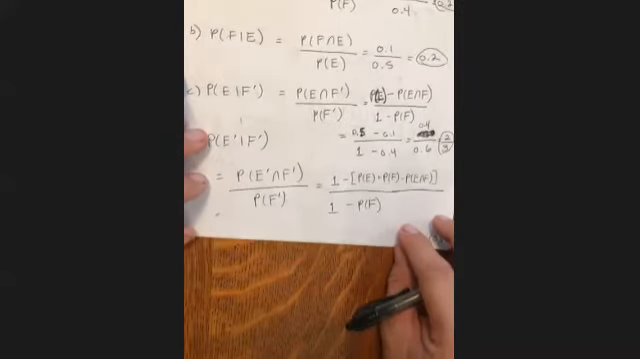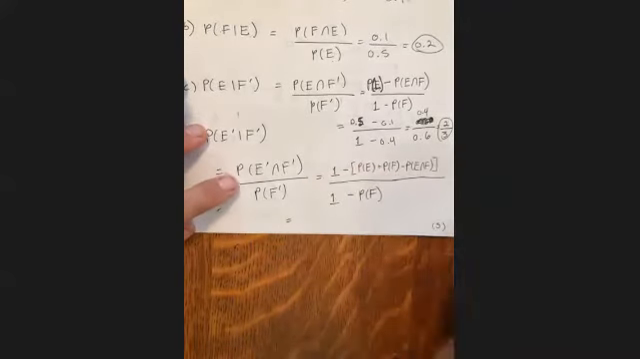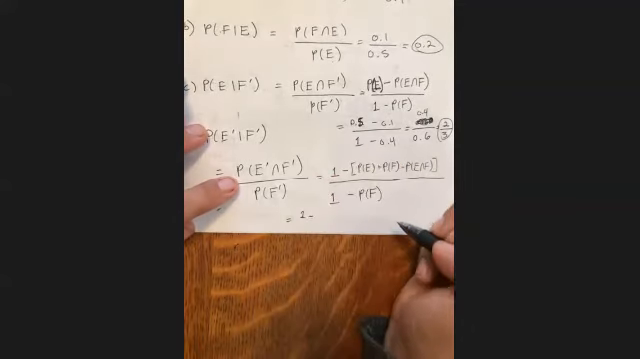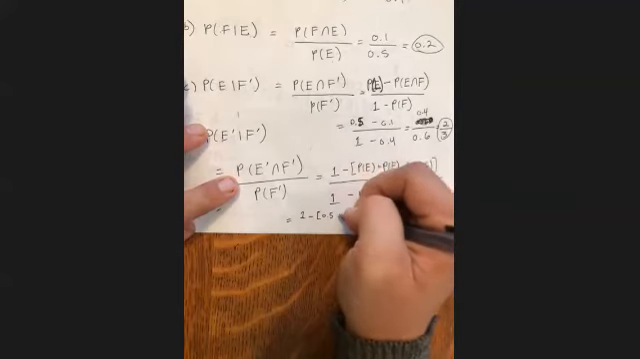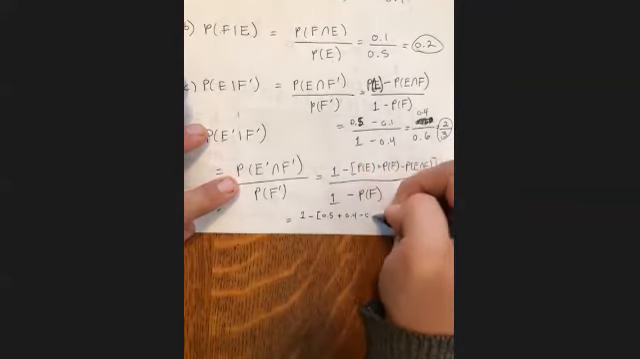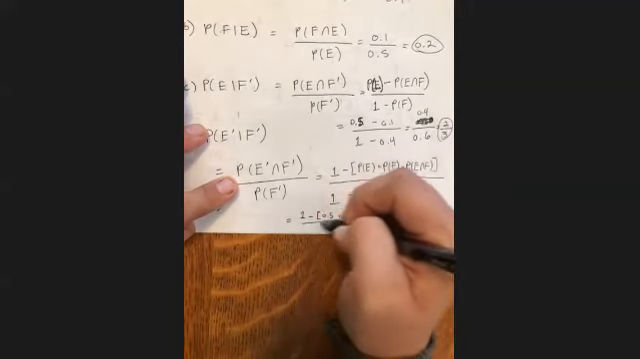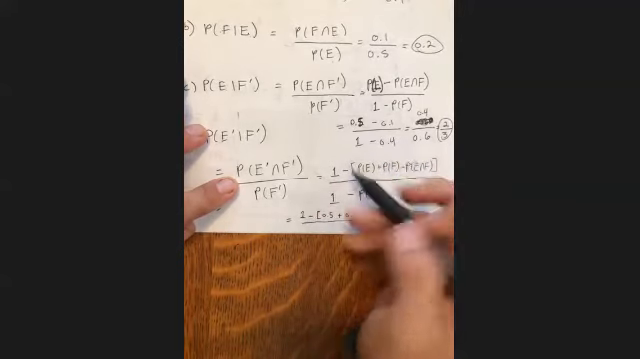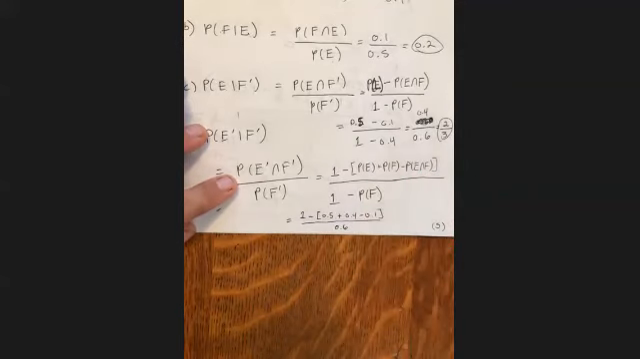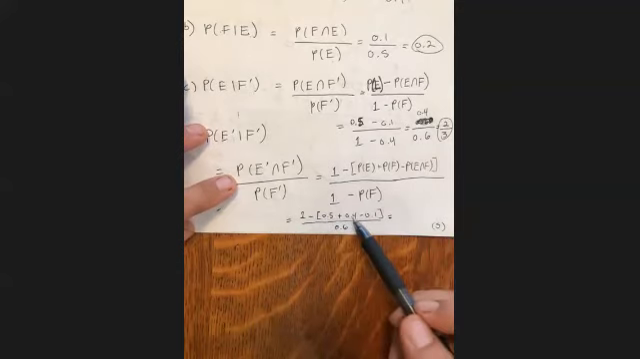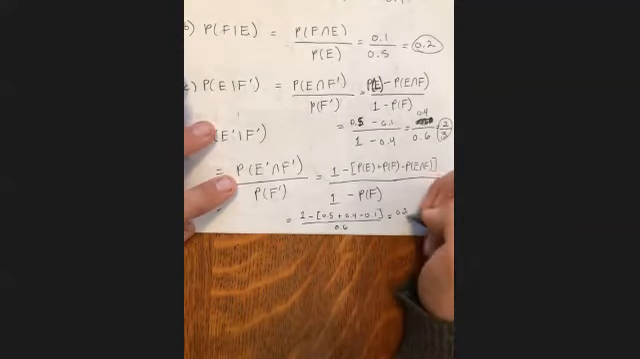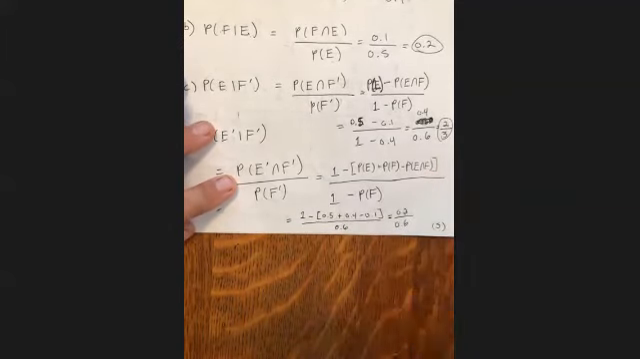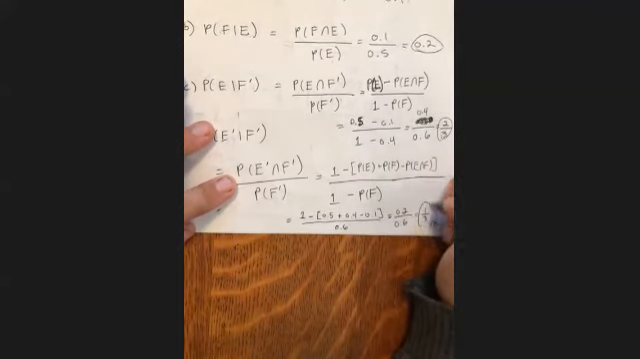So we just got to put all the numbers in. So that's 1 minus, and here I'm going to keep my parentheses, 0.5 plus 0.4 minus 0.1, all over, and we already did 1 minus 0.4, so that's 0.6. And so let's see, that's 0.5 plus 0.4, which is 0.9, minus 0.1 is 0.8. 1 minus 0.8 is 0.2. So that's 0.2 over 0.6, which is 1/3.